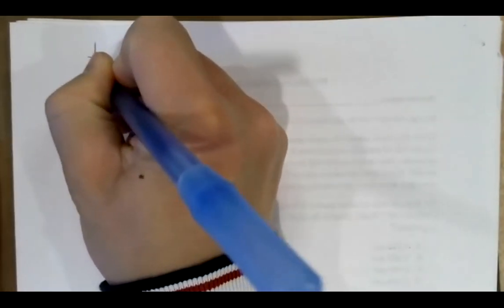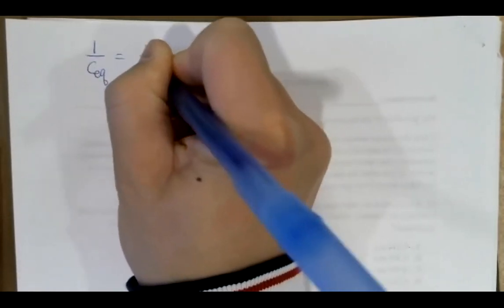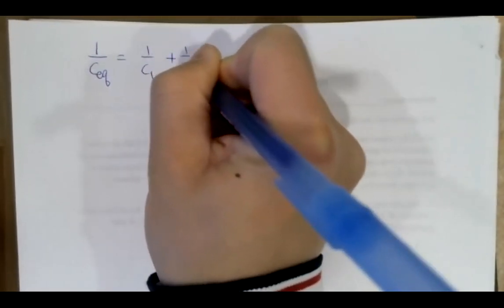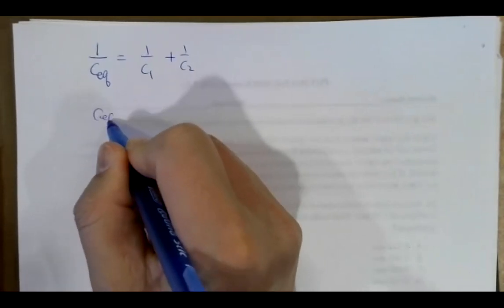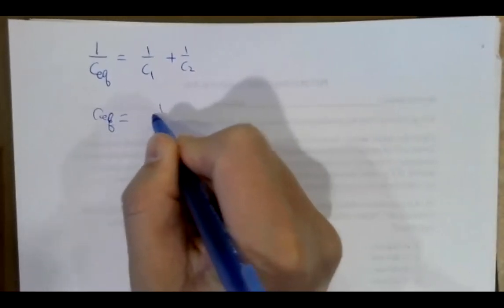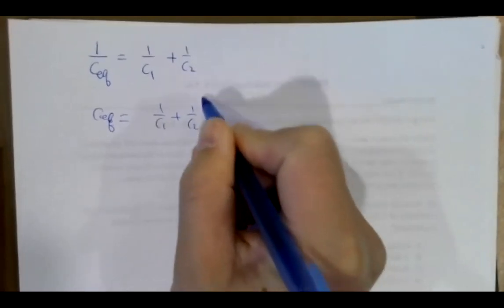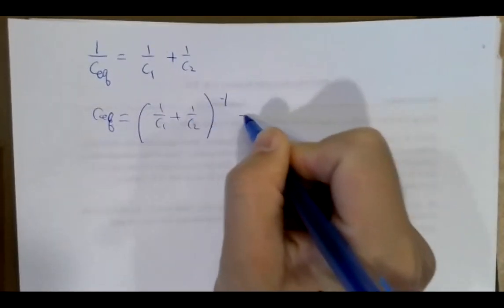All right, so let's take a look at this one together now. There are 2 of them in series, so you want to use the equation 1 over CEQ is equal to 1 over C1 plus 1 over C2, because there are only 2 of them. You're looking for CEQ here, so CEQ is going to be the inverse of 1 over C1 plus 1 over C2.